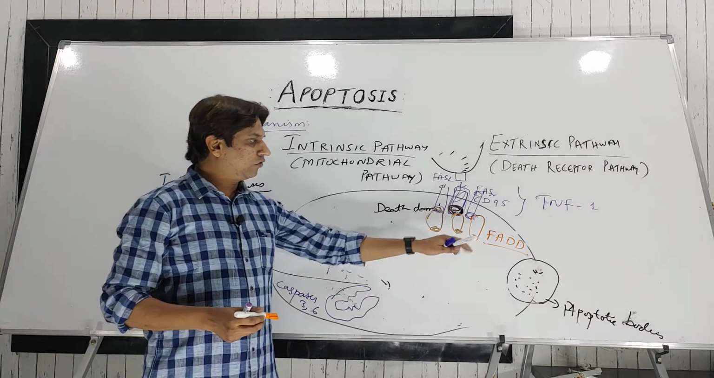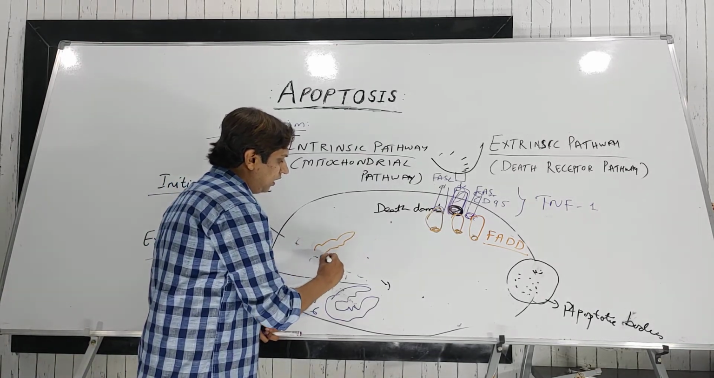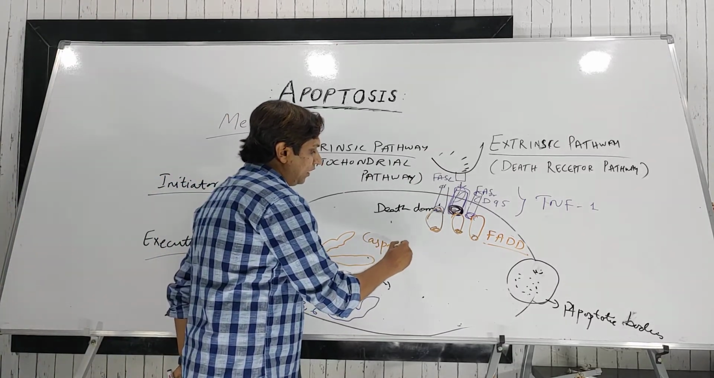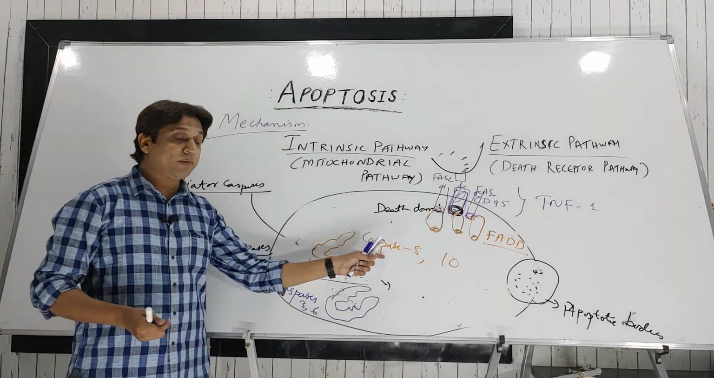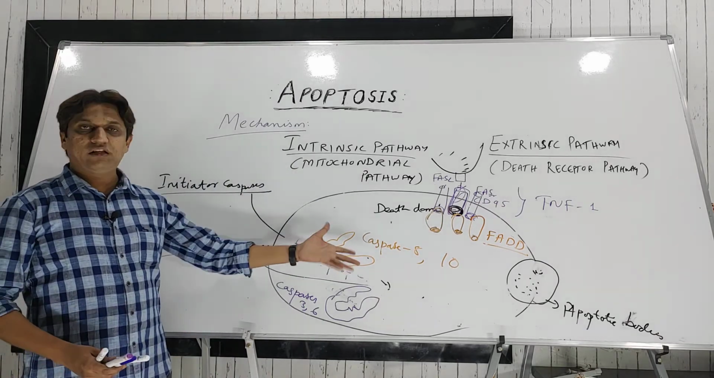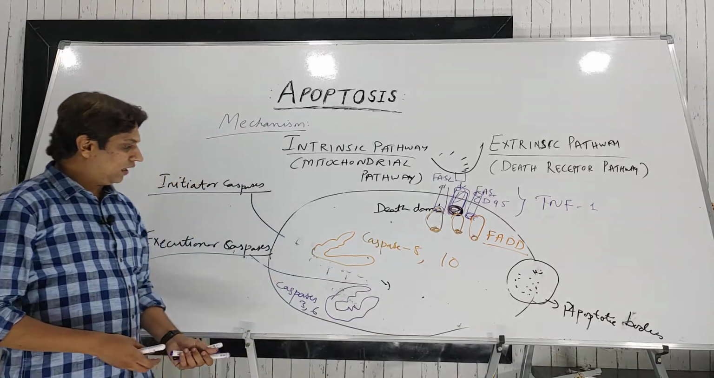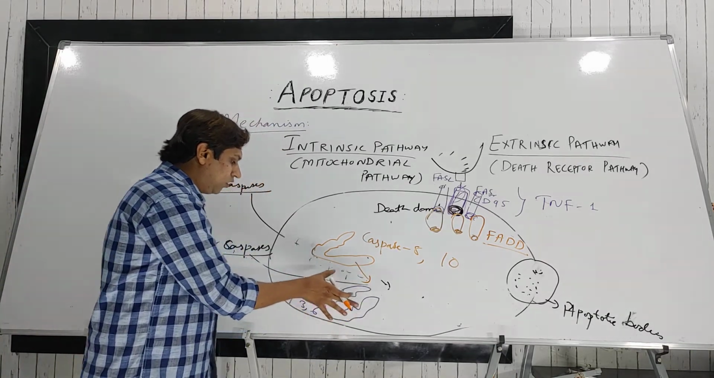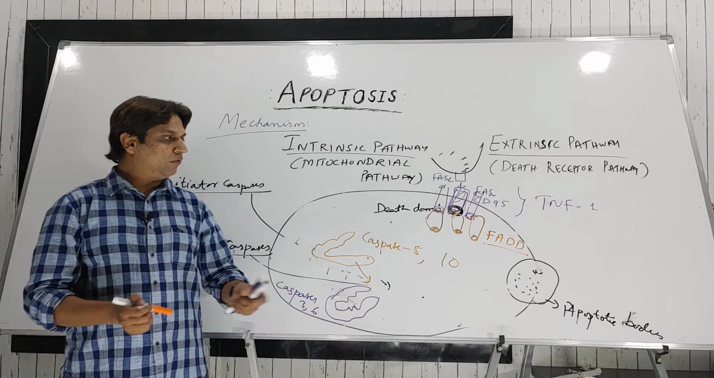So this FAS associated death domain causes the activation of the initiator caspases through the extrinsic pathway, that is caspase 8, and in human beings caspase 10. Remember, by the intrinsic pathway caspase 9 was activated, whereas from the extrinsic pathway caspase 8, and in humans caspase 10, are activated. That is, pro-caspase 8 or pro-caspase 10 gets activated to caspase 8 and 10, and after that the remaining story is the same: they stimulate the formation of executioner caspases 3 and 6, and ultimately apoptotic bodies are formed.